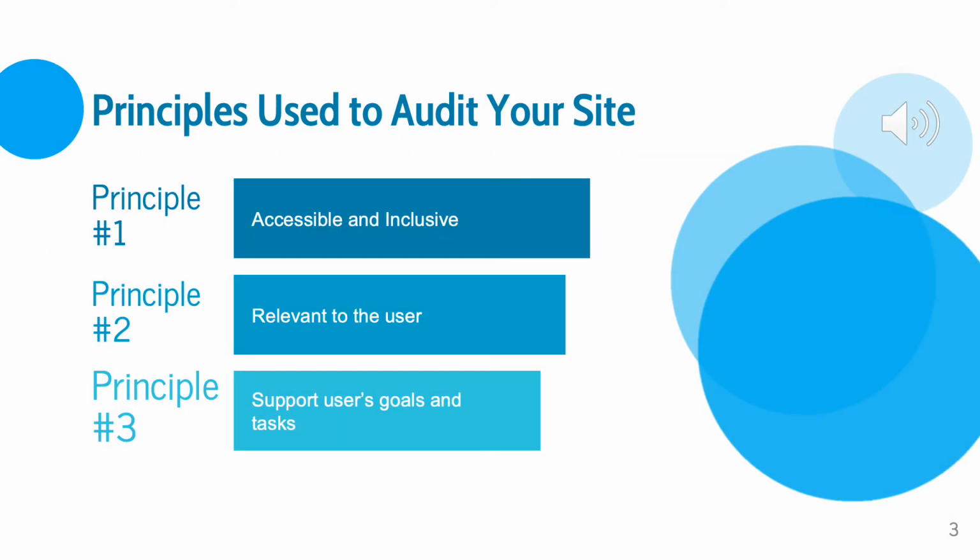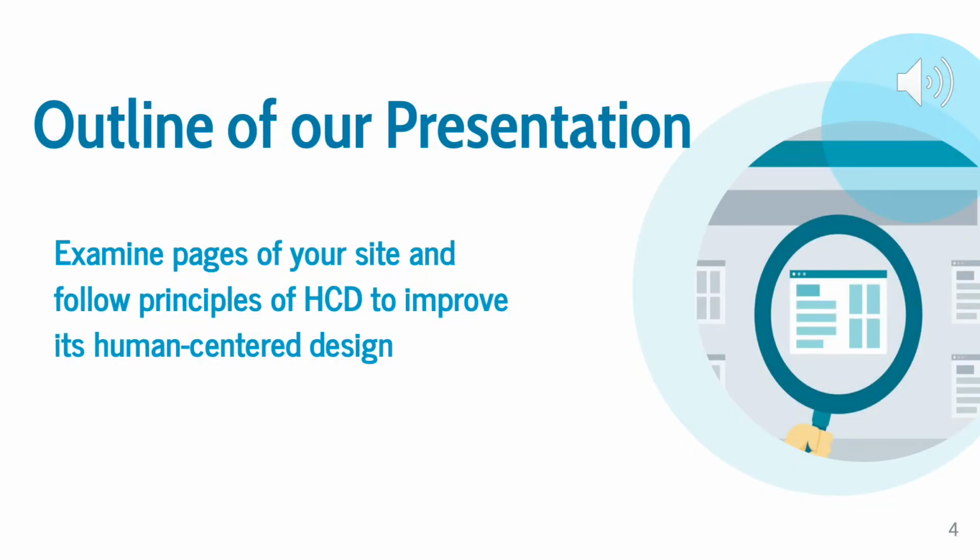The human-centered design principles we looked at to audit your site include that your content is accessible and inclusive, content on your site is relevant to the user, and your content supports users' goals and tasks. So, the outline for our presentation consists of us examining pages of your website and following the 3 principles of HCD to improve your site's human-centered design.